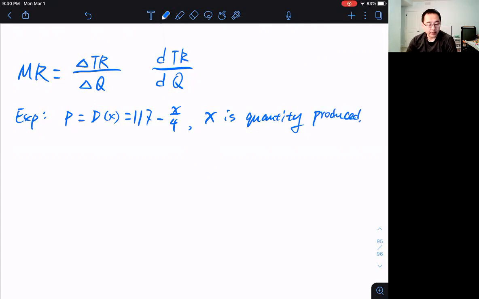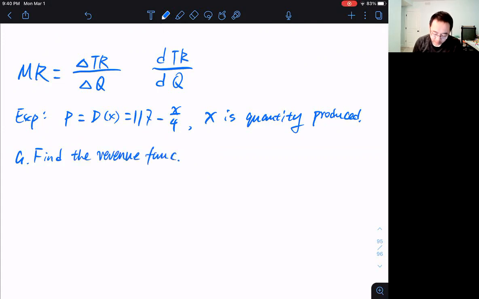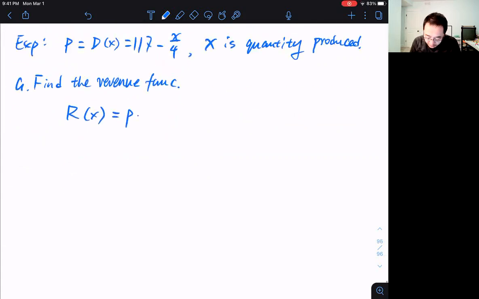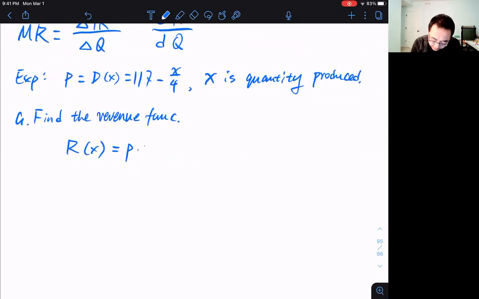Okay, and now I want to ask you, first of all, find your revenue. Find the revenue function. Okay, so hopefully you remember, well, let's say this is R of X. Revenue is price times quantity, and quantity here is X, right?